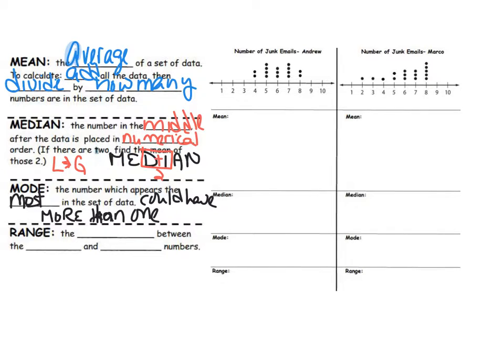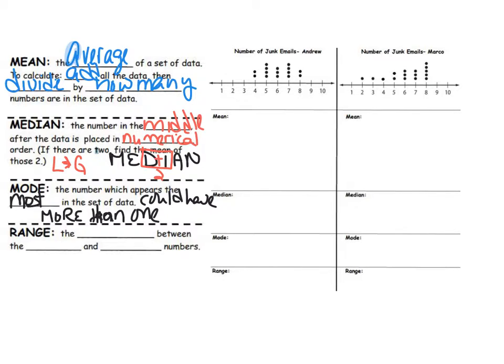Now, also, when you don't have a mode, say for instance, they all show up the same amount, then you don't write 0, you write no mode. Okay, remember that, because a lot of students make that mistake that they write 0 for mode, and it should be no mode.